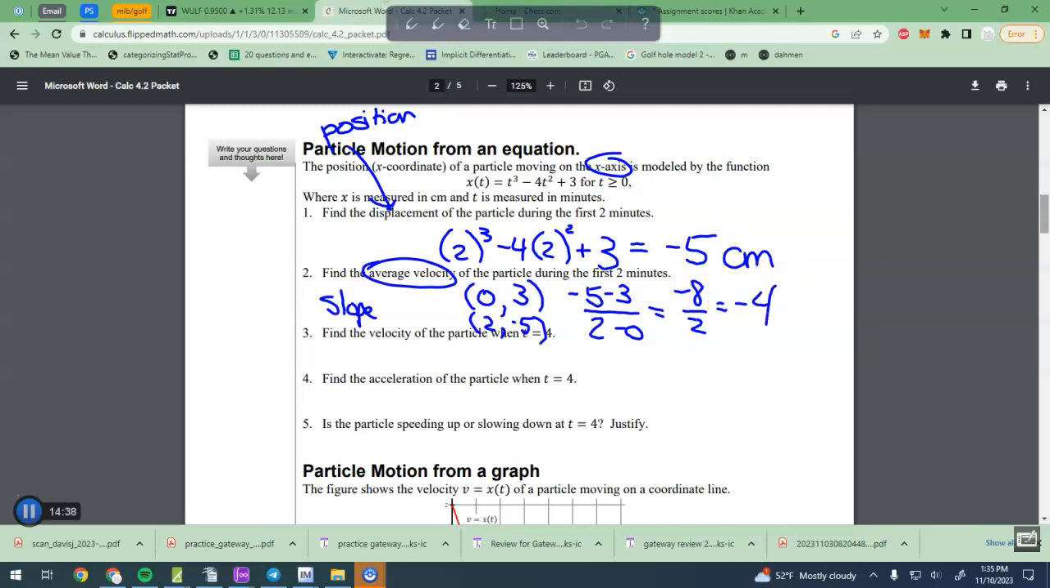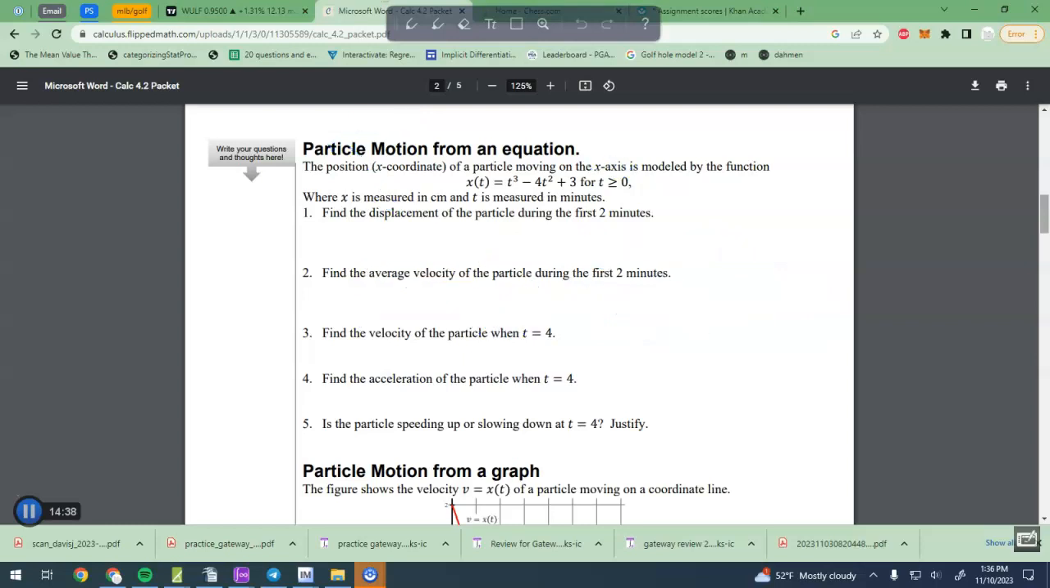And what's the label there? Centimeters per minute. So when we're in velocity, it's got to be the distance per the time. Okay, 1 and 2. So 3, find the, can I erase them? Bleeding into the next question.